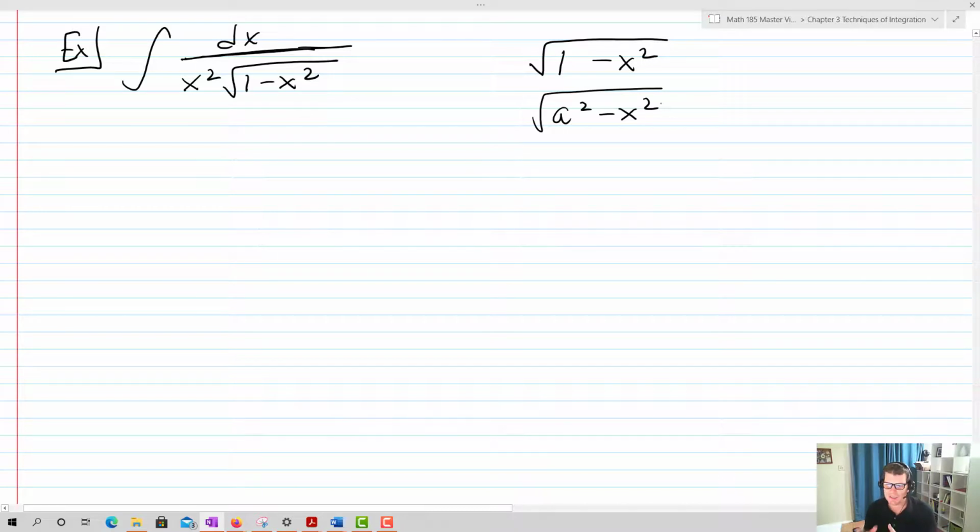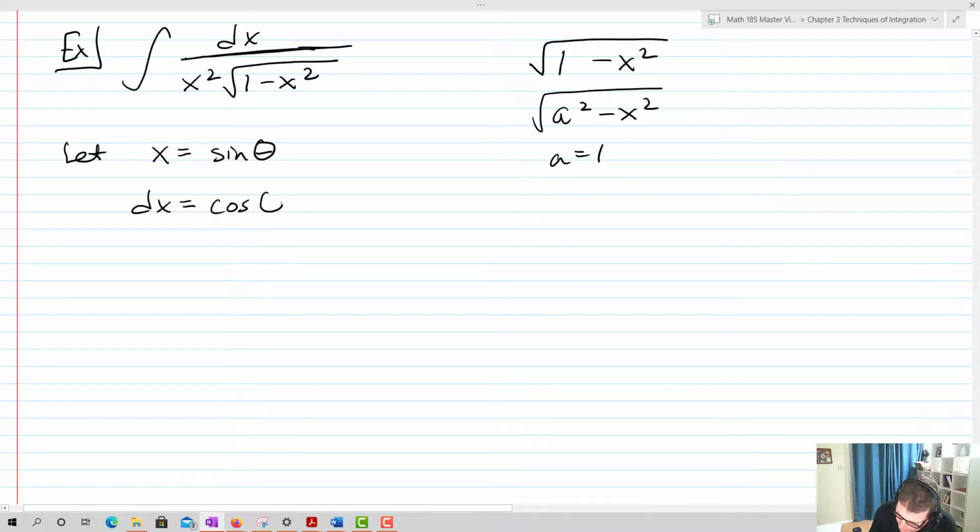And so if I have something in that form, what I know from my experience is I'm going to let, okay, since a equals 1 in this case, I'm going to let x equal sine theta. X is going to equal sine theta because that's the proper substitution for something of that form. So then dx is going to equal cosine theta d theta.